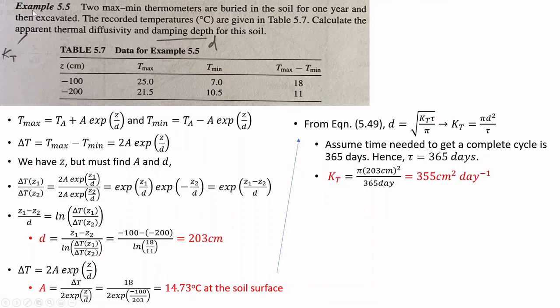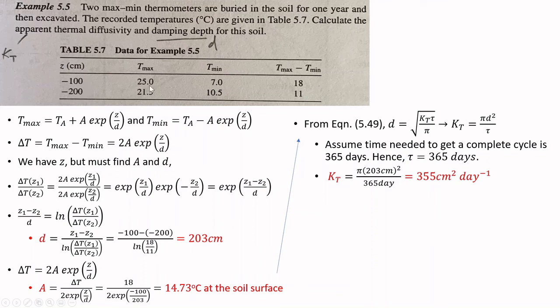Okay, let us look at example 5.5. Let's say you have maximum and minimum thermometers buried in the soil for 1 year and then excavated. The recorded temperatures in degrees Celsius are given in table 5.7. Calculate the apparent thermal diffusivity and the damping depth for this soil. Look at table 5.7, which has the data for example 5.5. At depth negative 100 cm and negative 200 cm, it means 100 cm and 200 cm below the soil surface.